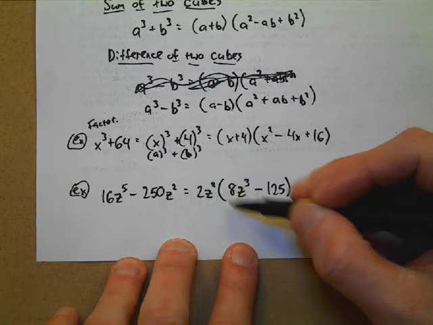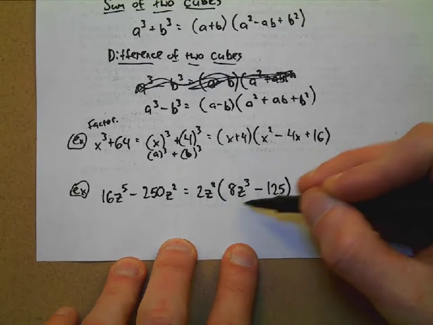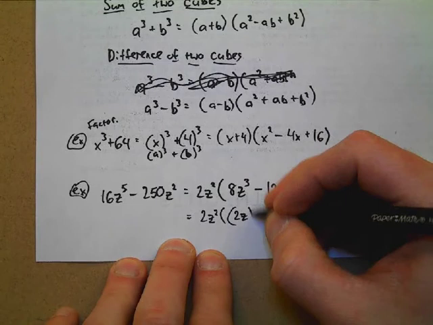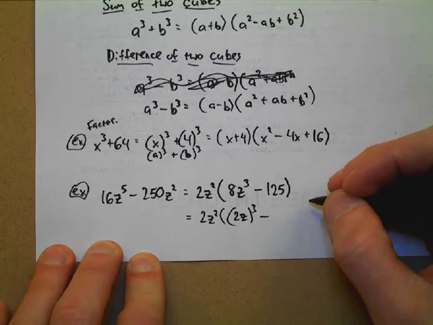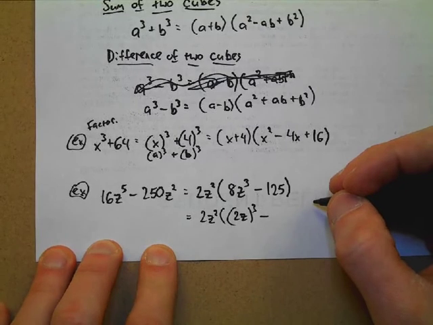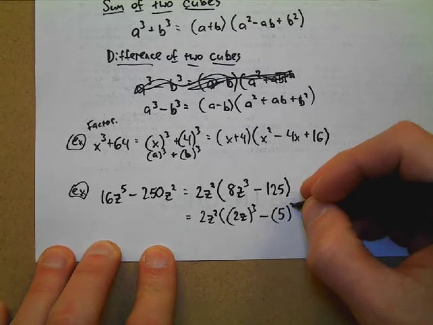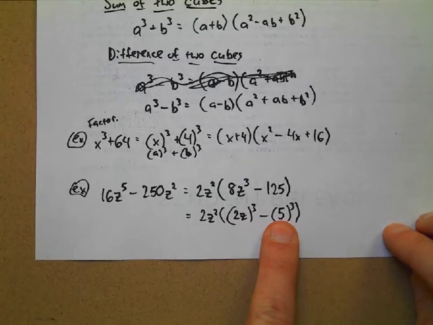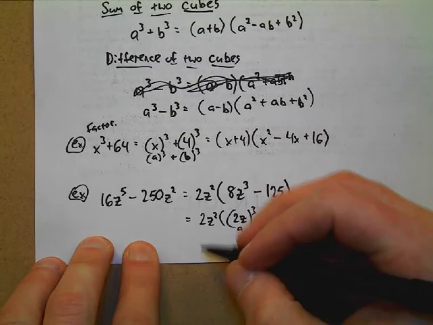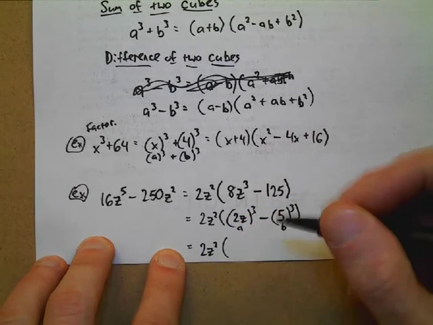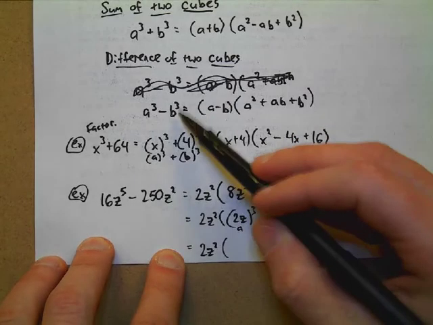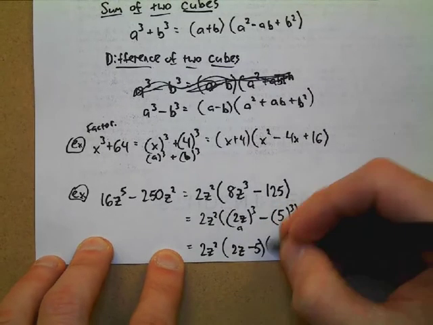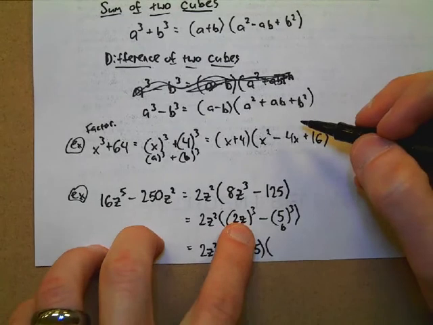So, now let's recalibrate here. Is 8z cubed a perfect cube? It is, right? And I'll write it out here, 2z quantity cubed. Is 125 a perfect cube? Yep. Of what? 5, yeah. So there's our A, there's our B. So, A cubed minus B cubed factors to A minus B, so it'll be 2z minus 5, right, times, and then A squared. So 2z is our A. So then what would A squared be?